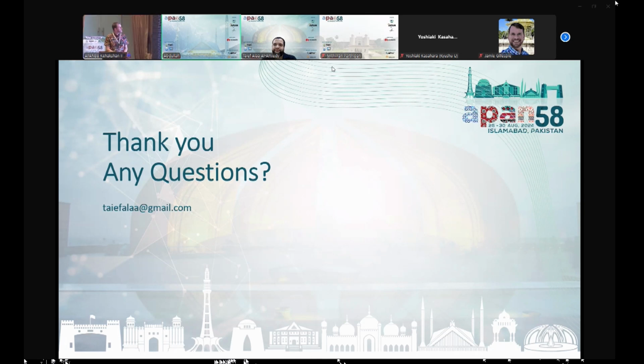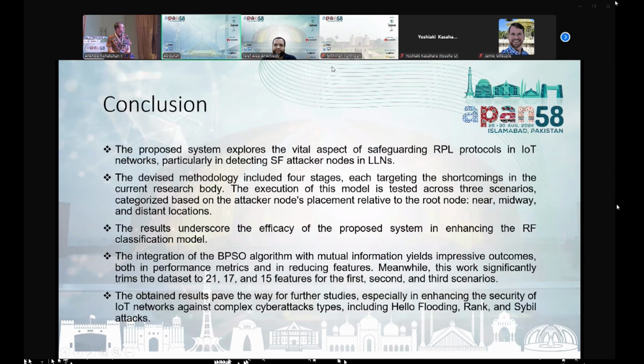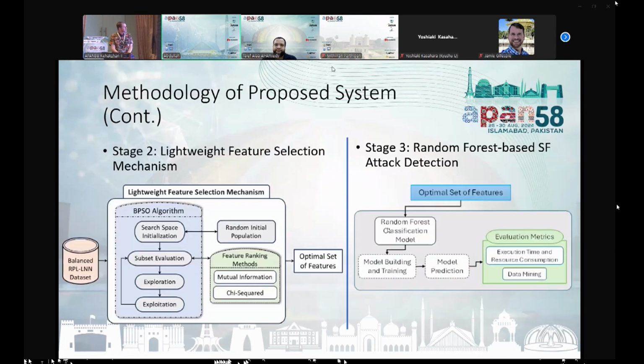Regarding the feature selection, does the proposed approach select the features by giving a fixed number, or is the algorithm selecting dynamically?